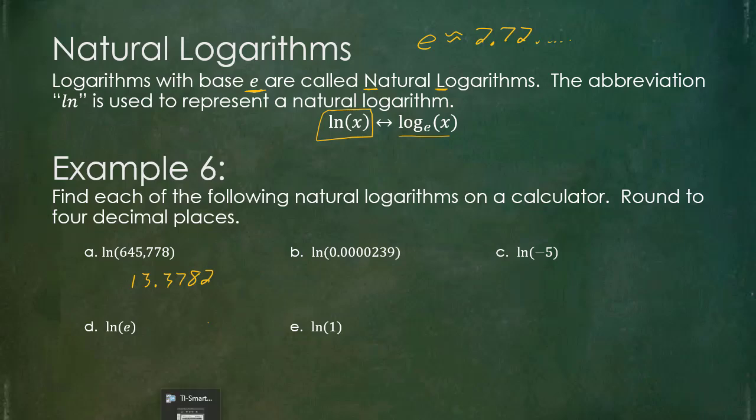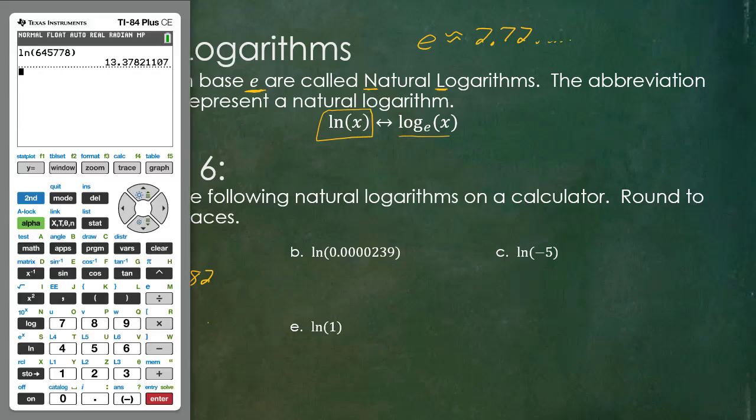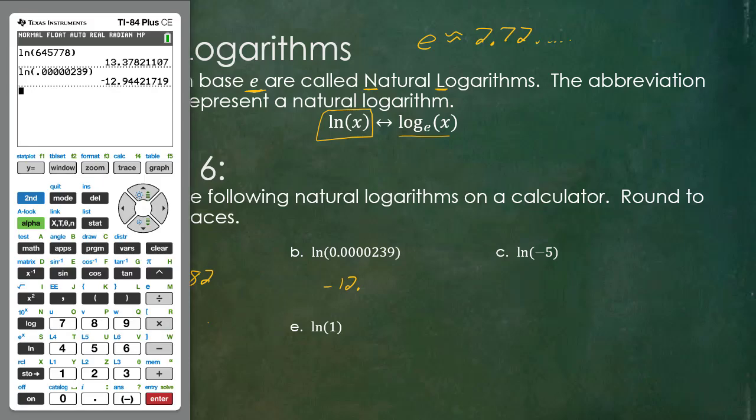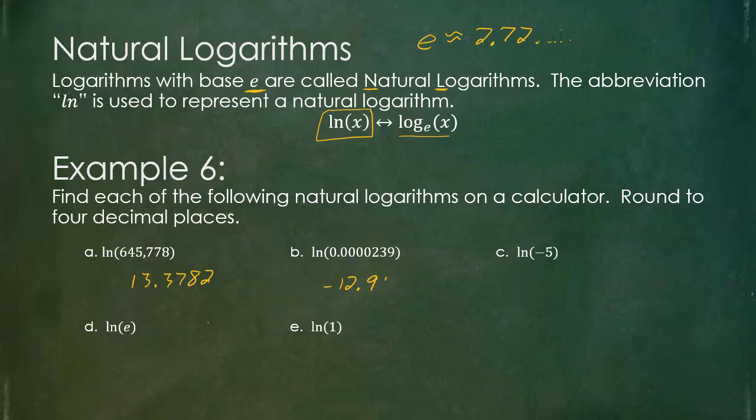645,778. Let me double check. Yes, I did remember it correctly. Sweet. The second one here, again, this is just more practice, just being able to plug things into a calculator. And then the last couple we're going to talk about in just a second, but this one would just be the natural log of 0.0000239. I think that's the same number that we just plugged into the common log, and we got a completely different result. In this case, it came back negative 12 point 9442.